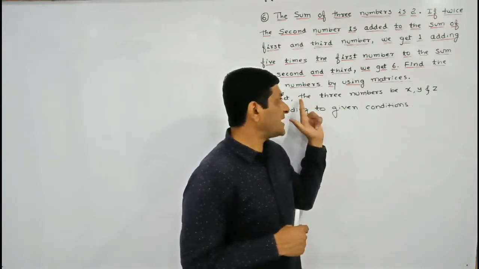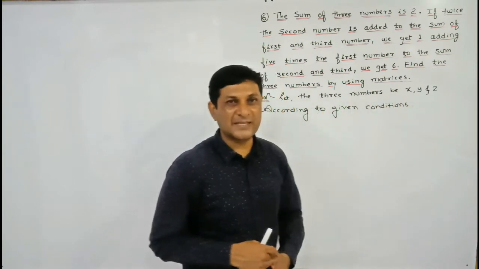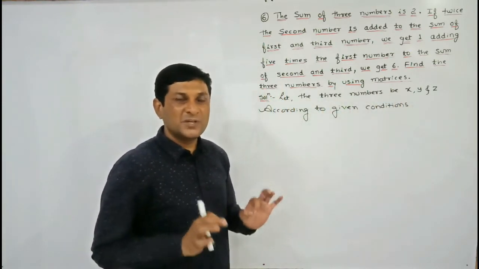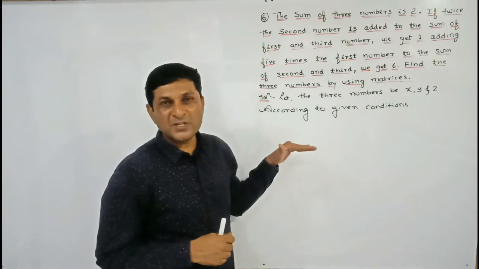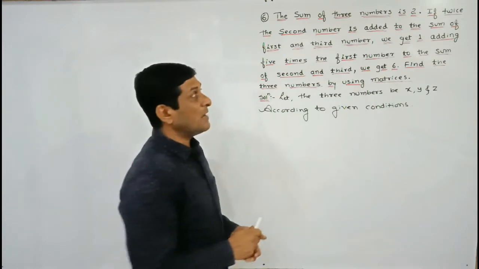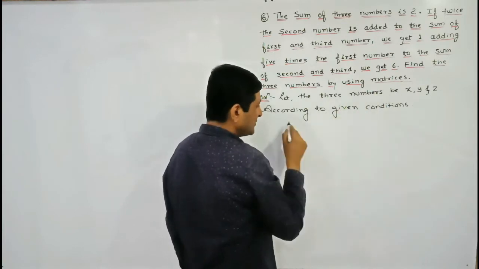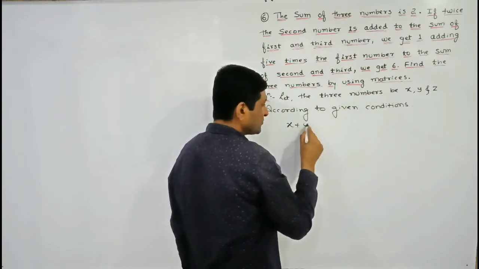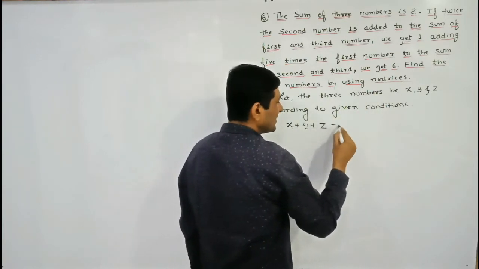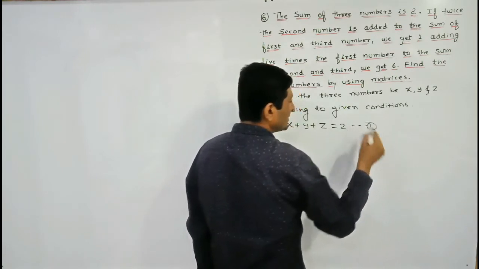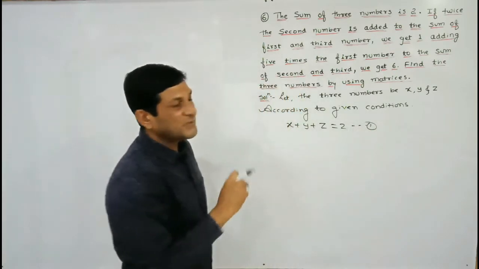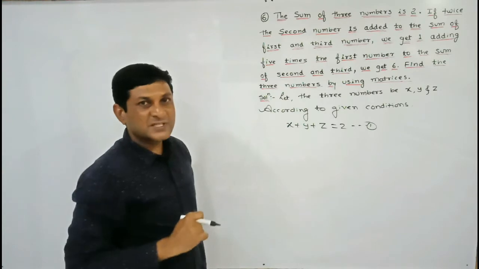So we are supposing that the three numbers be x, y, z, and according to the given conditions let us see what equations we will get here. Our first condition says that the sum of three numbers is 2, means the sum of these three numbers x, y and z is equal to 2. This is the first condition, and this is the first equation which you are getting from the first condition.